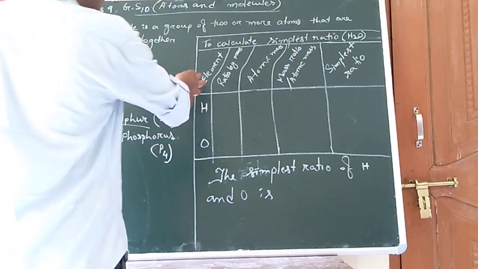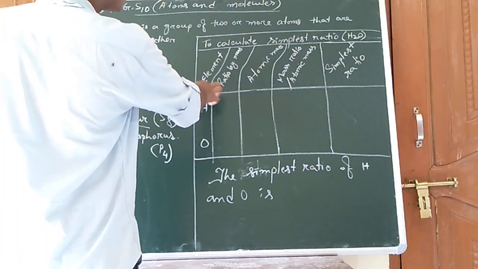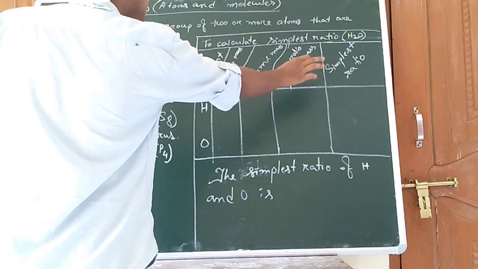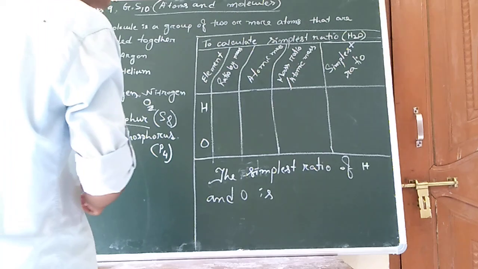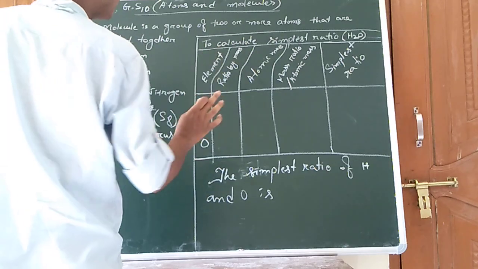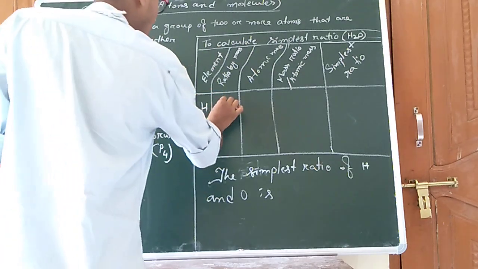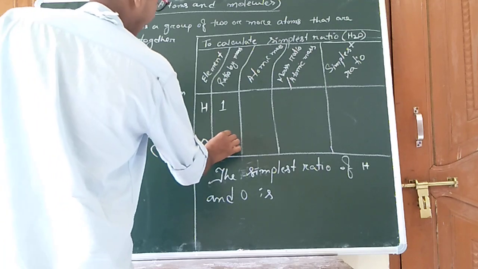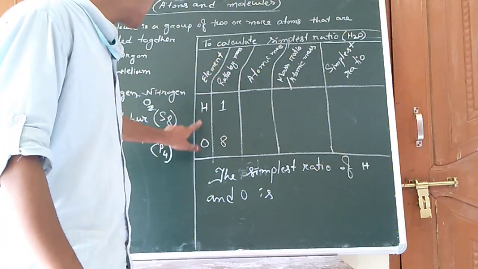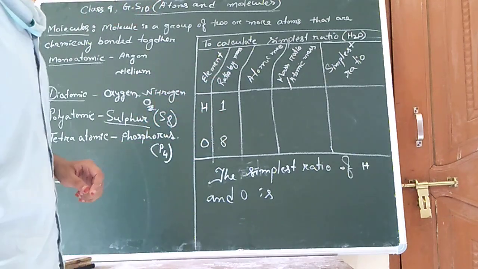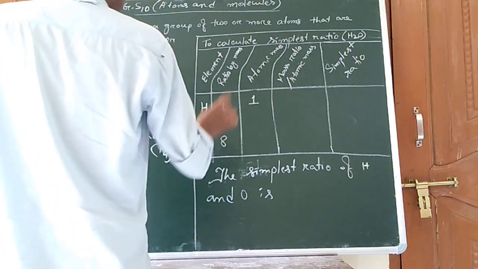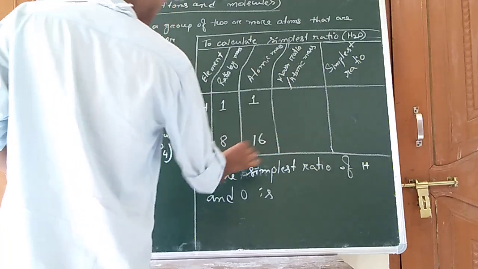We have to make a table with columns: elements, ratio by mass, atomic mass, mass ratio divided by atomic mass, and simplest ratio. The elements are hydrogen and oxygen. The ratio by mass, which you have to remember, is hydrogen 1 and oxygen 8, that is 1:8. Their atomic masses: the atomic mass of hydrogen is 1 and the atomic mass of oxygen is 16.